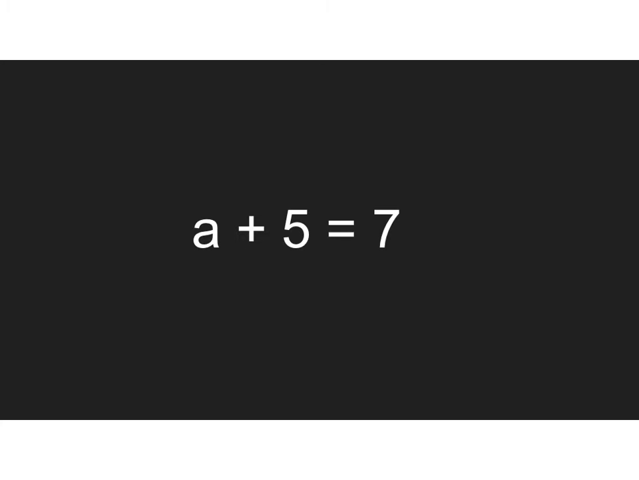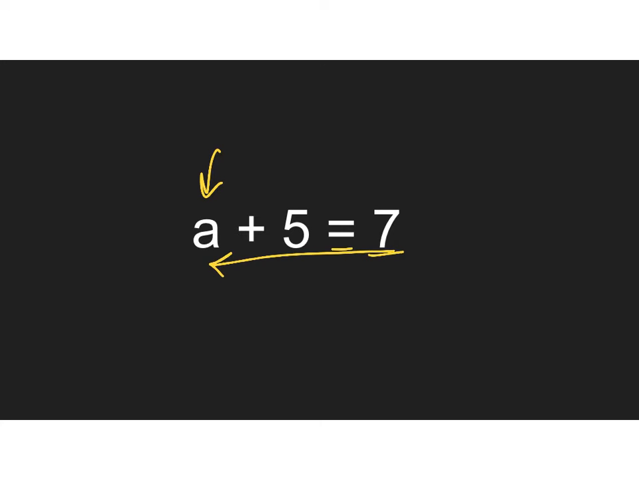Now this is an equation. We've got that equal sign and we've got the 7. That changes things. No longer can a be any number in the whole world. Now it has a specific value. And we can figure that out a lot of different ways. You might even just know it by just looking at it.